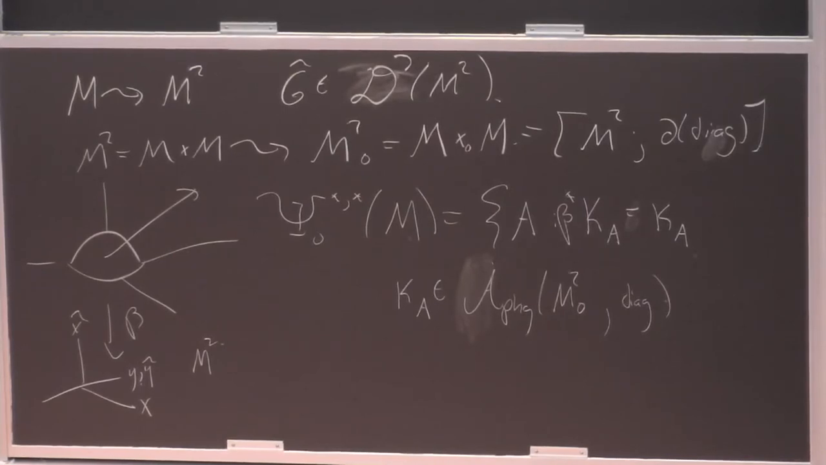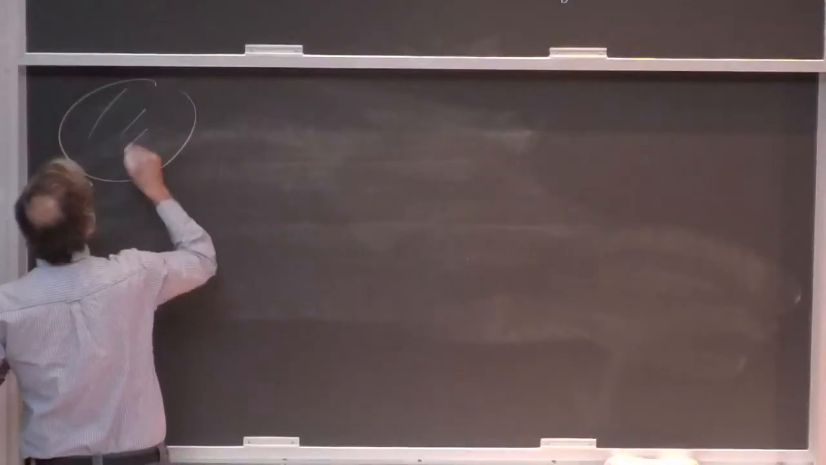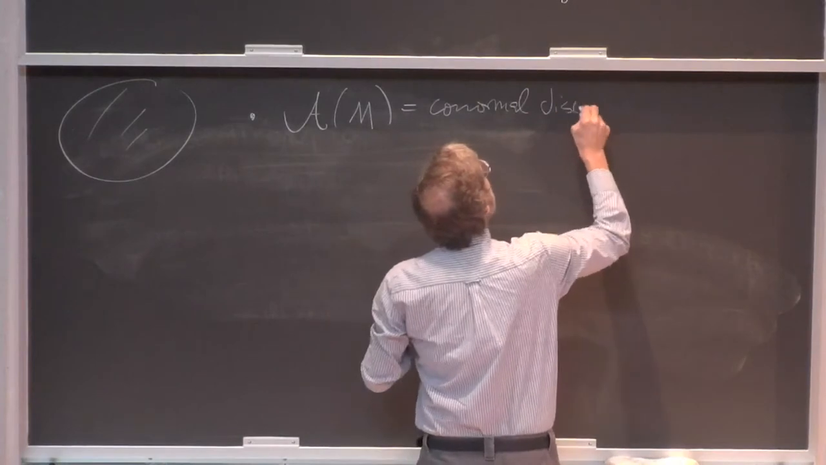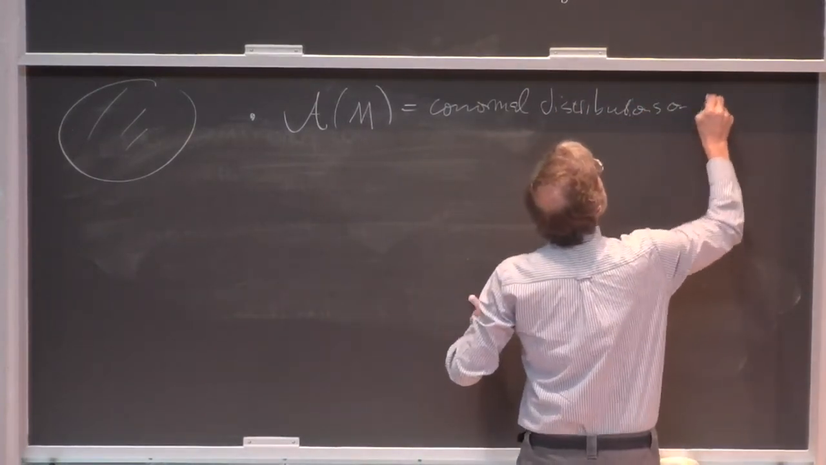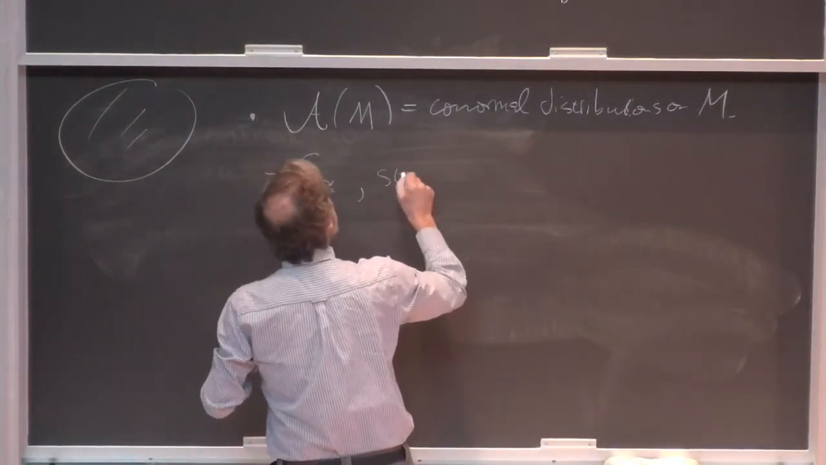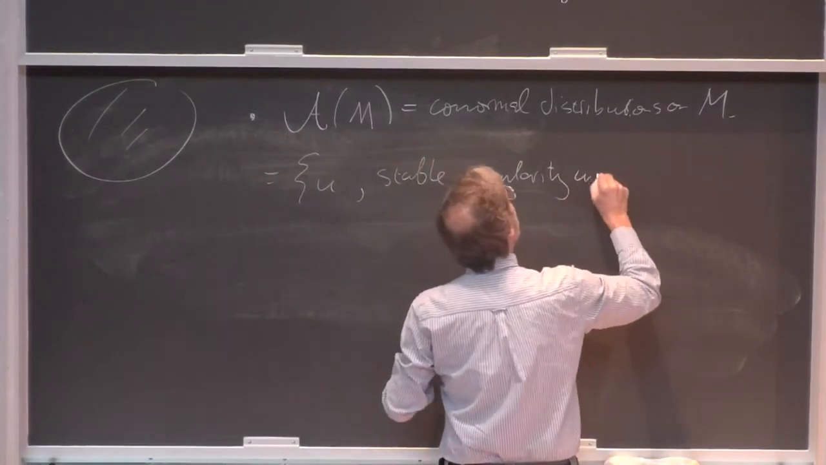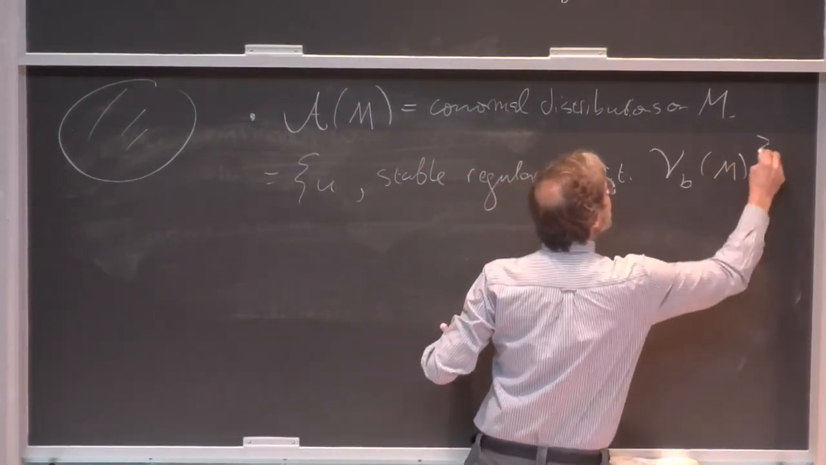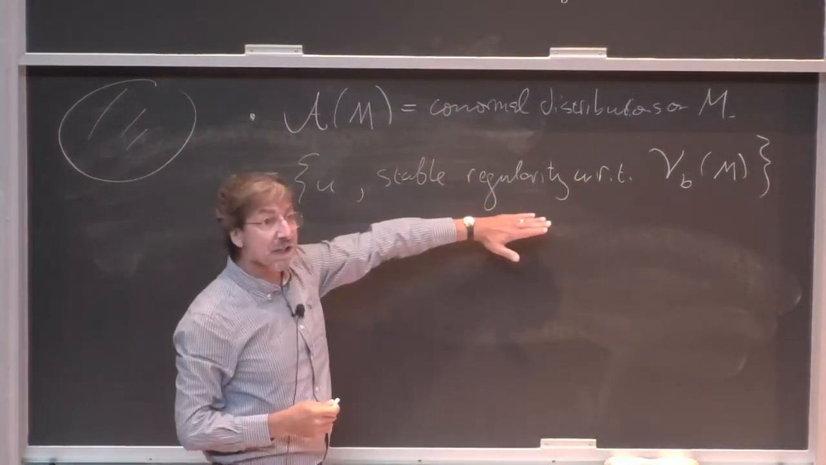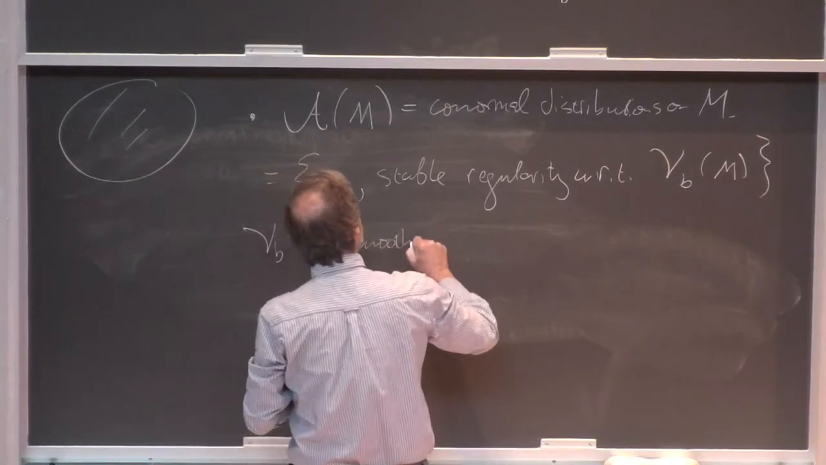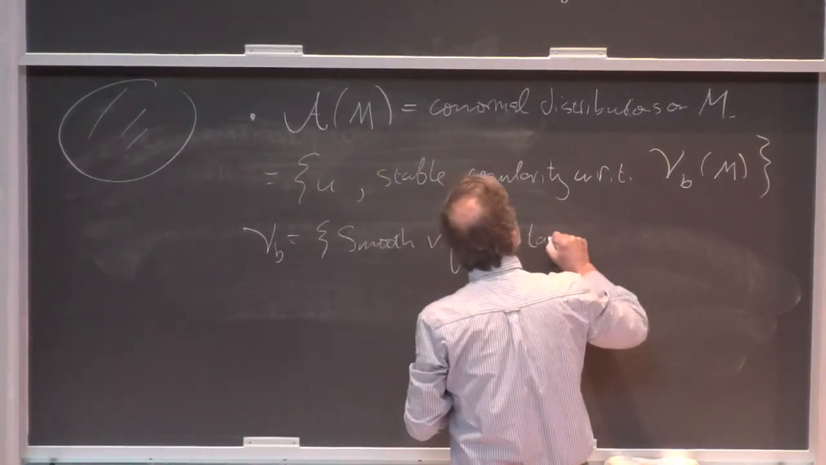So this kind of more thoroughly answers a question that Alan asked yesterday. So I'm going to define several classes of distributions on a manifold with boundary. So here's M, this manifold with boundary. I'm going to first start off with the space A of M. This is the space of conormal functions or distributions on M. So these are the set of U which have stable regularity. So let me say it coordinate free, and then let me say it in coordinates. Stable regularity with respect to VB of M. So VB is like this V0 up here. I have a structure of vector fields. This is a slightly larger class of vector fields. VB is equal to the vector fields which are, so smooth vector fields, which are tangent to the boundary of M.